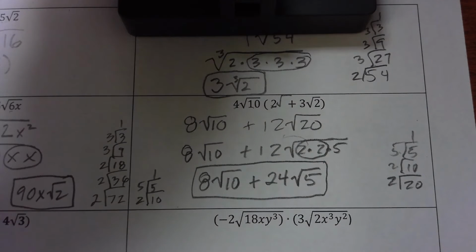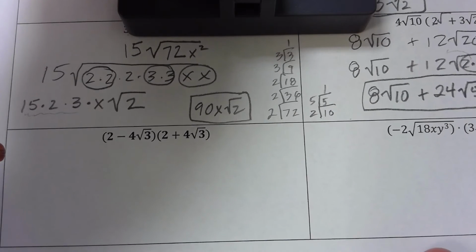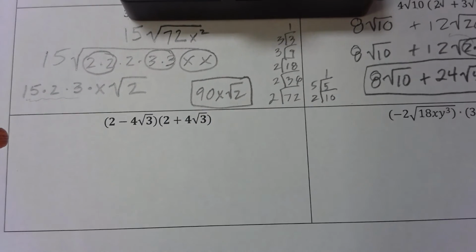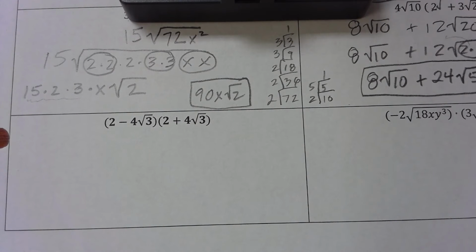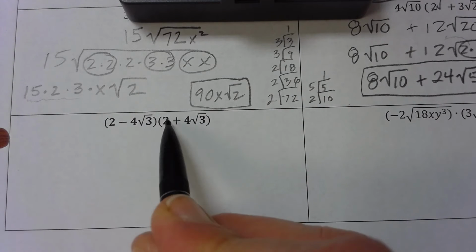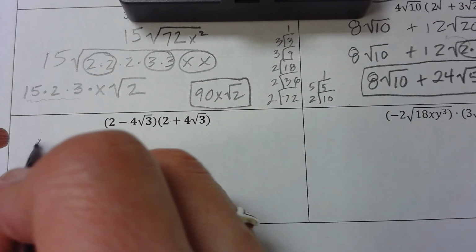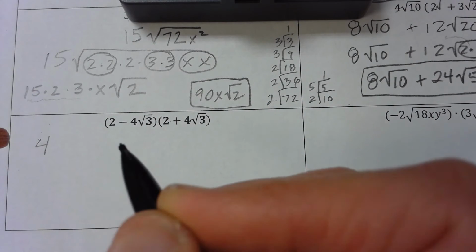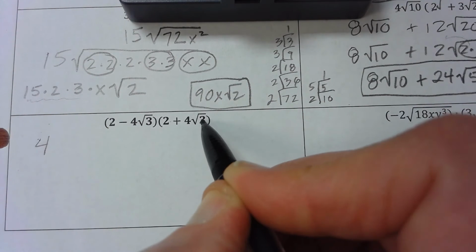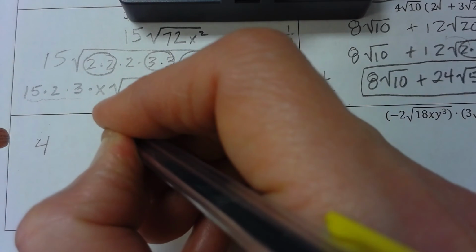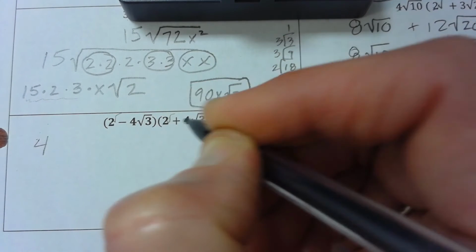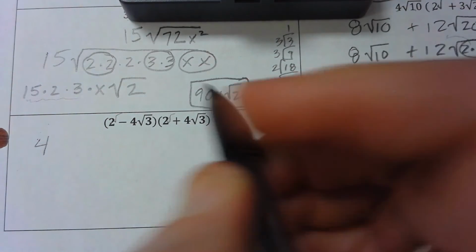All right, let's look at the next one. What does this look like we're going to do? FOIL or the box method? Exactly. If you're FOIL, you can do FOIL. If you're box method, you can set this up in the box method. I'm FOIL, so I'm going to do FOIL. 2 times 2, first times first, that's just 4. Outer, we're going to do 2 times 4 square root 3. Now again, if it helps, you can just say, well, that's an empty radical there with the 2. So it's going to be 8 square root 3.